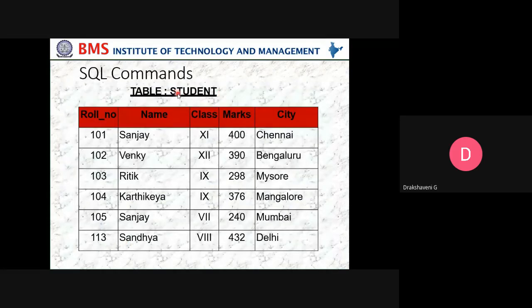So this is the student table, that is roll number, name, class, marks, and the city. Roll numbers 101, 2, 3, 4, 5. Names are Sanjay, Venki, Ritik. So these are the names of the students. Which classes they belong to, what are the marks, and what is the city. This is a student table.